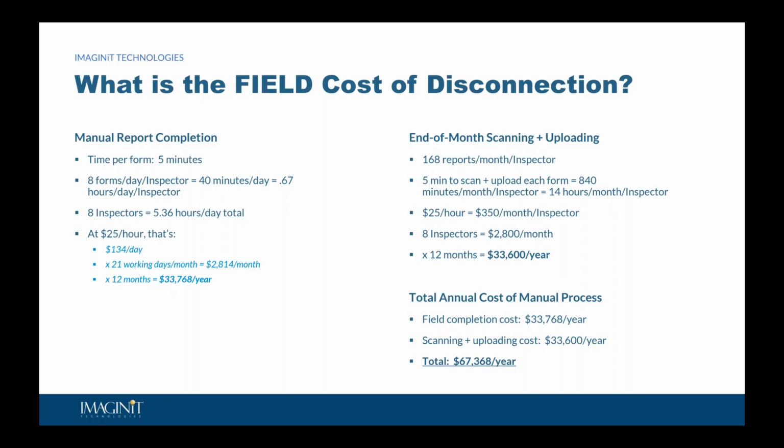At the end of every month, each of those 8 inspectors has to scan and upload those reports. So they have 168 reports per inspector per month. If each of those reports takes about 5 minutes to scan and upload, collectively that's about 14 hours per inspector per month. Across the team of 8 inspectors, that comes out to about 112 hours every month, costing about another $2,800 per month, or if we multiply that by 12, about $33,600 per year. So now I'm combining those two pieces, the time to manually fill out the reports in the field, plus the time to scan and upload those forms later. The annual cost of that manual process is about $67,000 per year.